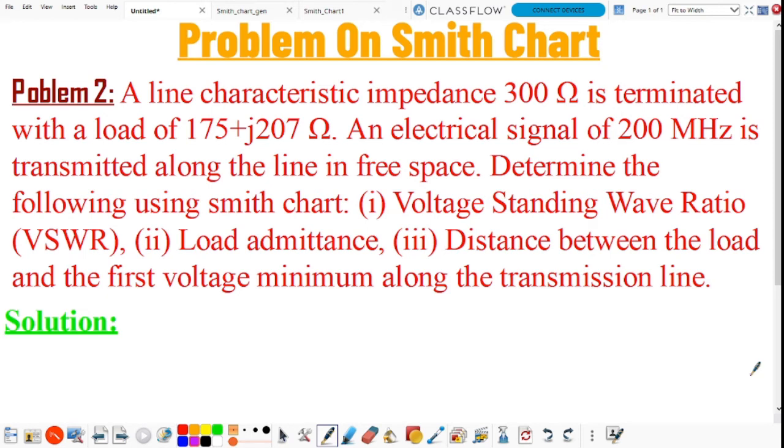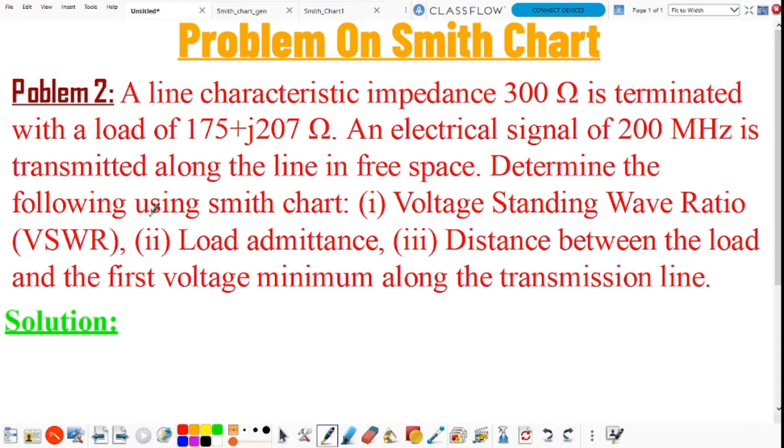Hi everyone. In this video, we are going to discuss another example of the Smith chart. The given example is a line of characteristic impedance 300 ohms terminated with a load of 175 plus j207 ohms. An electrical signal of 200 MHz is transmitted along the line in free space.